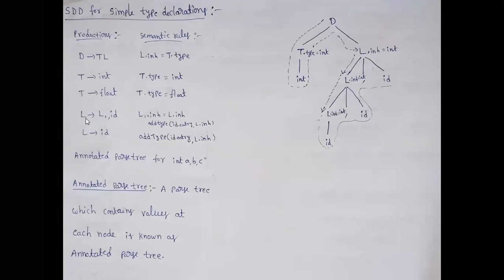L comma ID. So we are showing some difference with this L and this L. We are specifying L1. Okay. And L produces ID. So these are the productions. Okay. So what are the semantic rules for these productions? Here L dot INH. INH means inherited attributes.